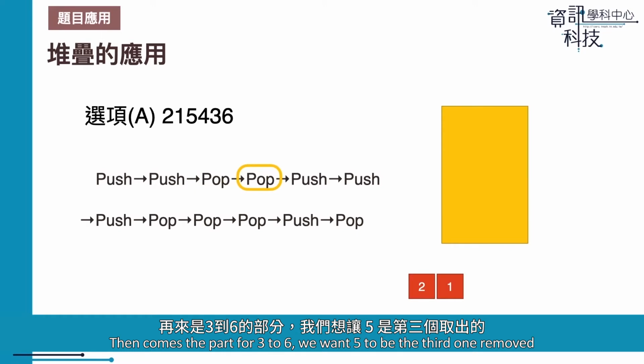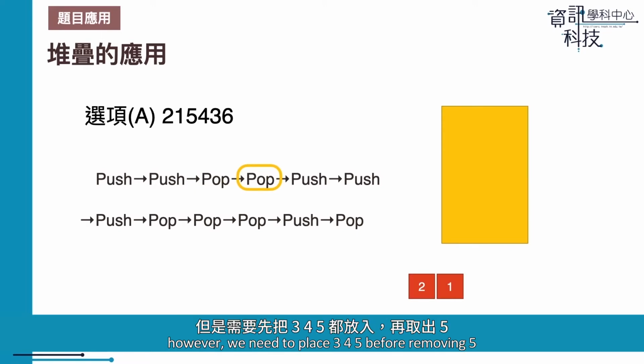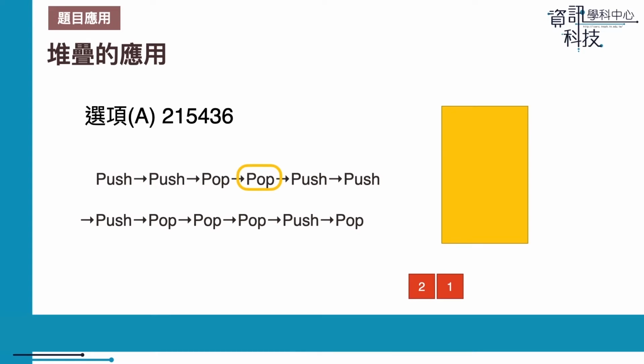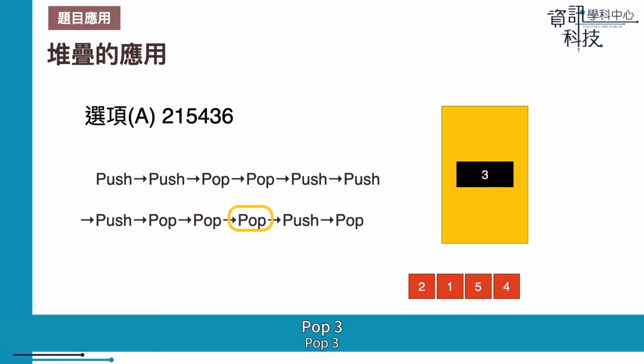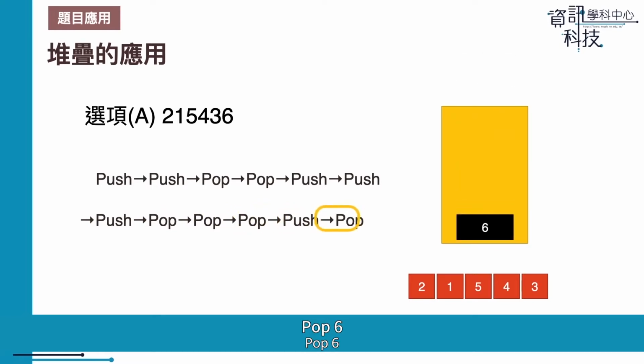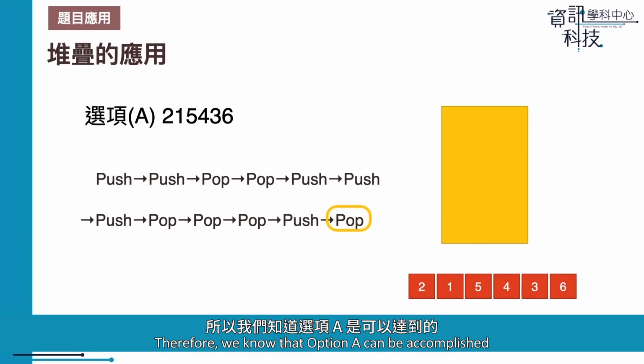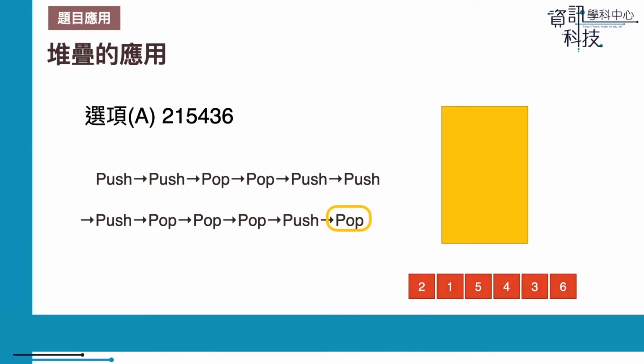We want 5 to be the third one removed. However, we need to place 3, 4, 5 before removing 5. Push 3, push 4, push 5, pop 5, pop 4, pop 3. The last will be 6, push 6, pop 6. Therefore, we know that option A can be accomplished.